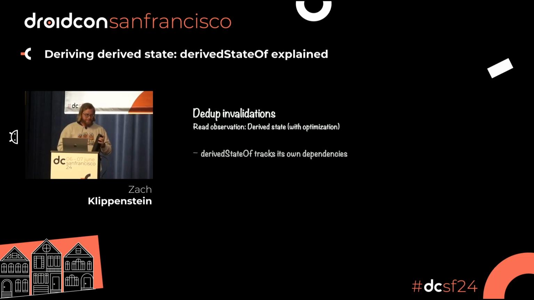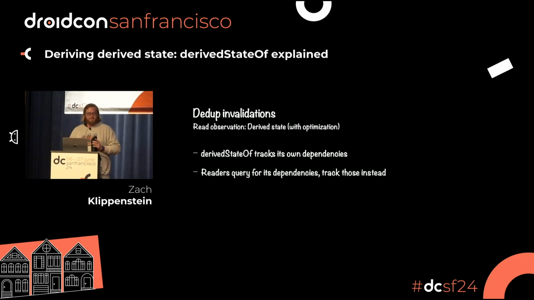So derivedStateOf is implemented as, when it runs, it tracks its own dependencies. And it has code to keep its own list. When you read from it, like in composition or something like that, that reader will ask the derived state. They'll say, oh, I'm reading a derived state now, not a normal state object. What other state objects did you read? And I'm going to track those instead of the derived state.